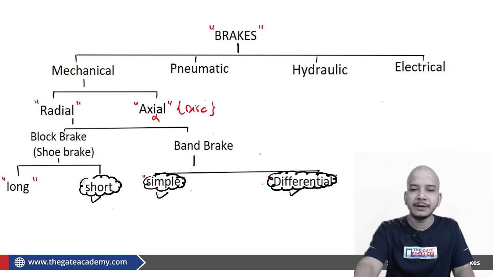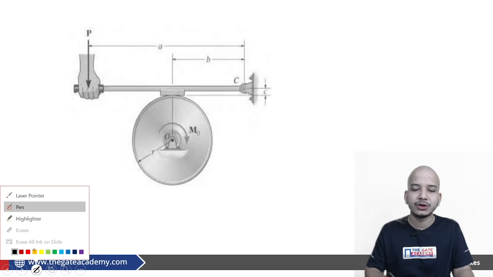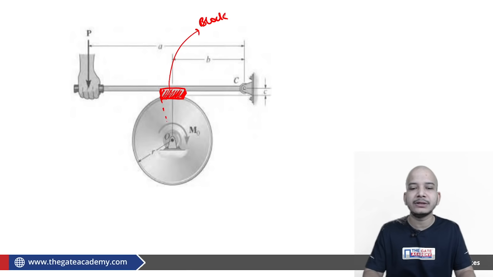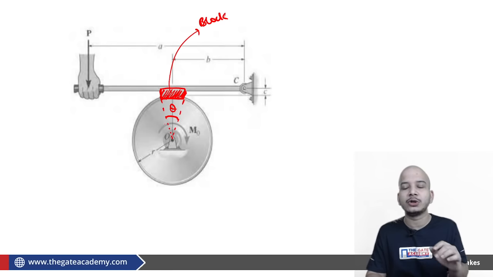Fine. So let's proceed. Here we are talking about shoe brake, and by shoe you should be able to understand what the shoe is over here. This is a block, which will come into interaction with this moving drum and will bring the drum to rest. So here we are talking about block brake or shoe brake, and depending upon the angle theta which it subtends at the point of rotation, we will see whether this shoe brake is a long shoe brake or a short shoe brake.